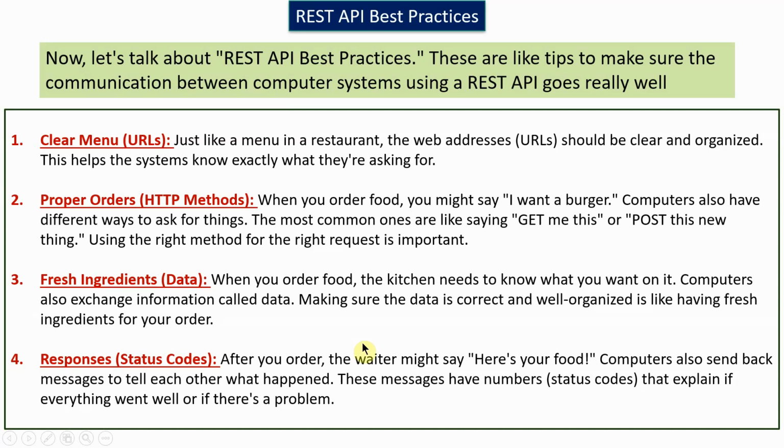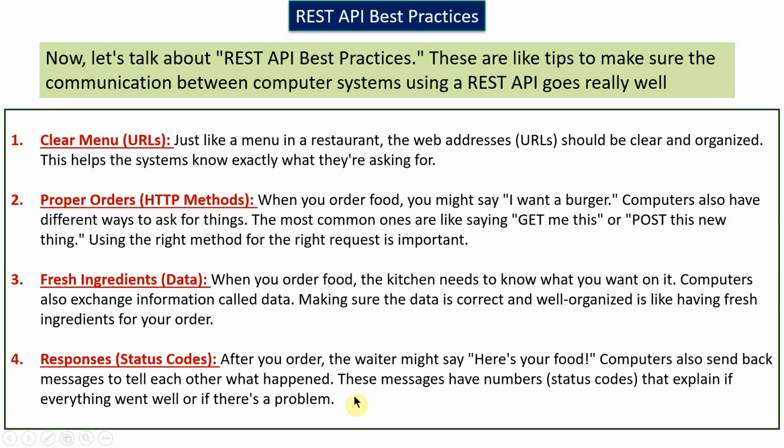The third point is fresh ingredients, which is equivalent to data in the computer world. When you order food, the kitchen needs to know what you want. Computers also exchange information. It is called data. Making sure the data is correct and well organized is like having fresh ingredients for your order.